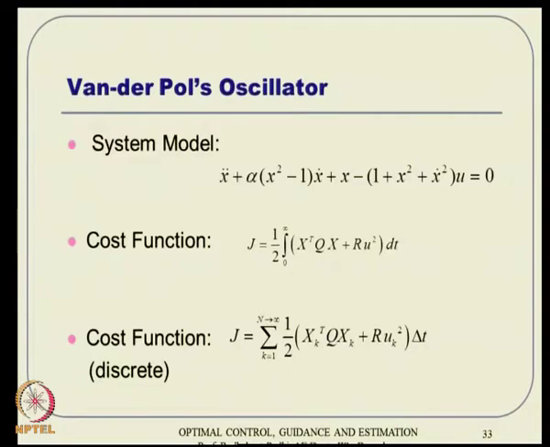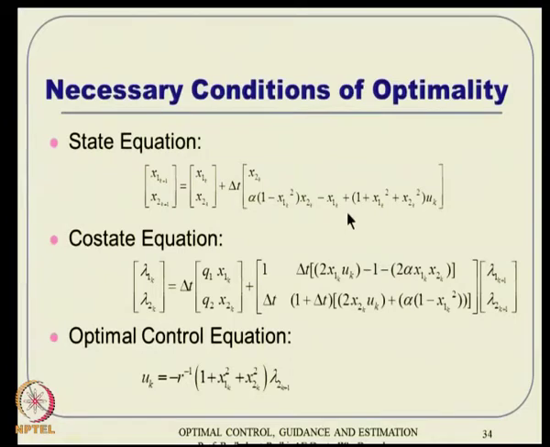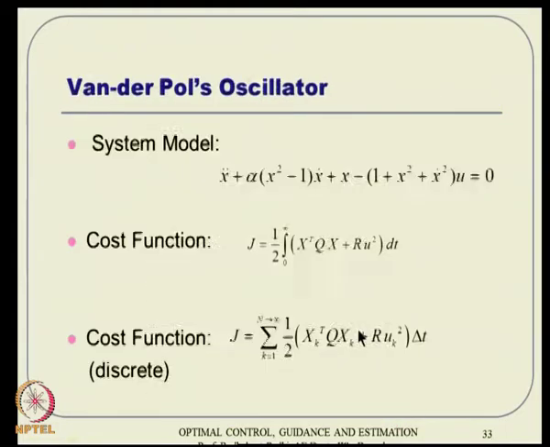Coming to the second problem, this is a Van der Pol oscillator. Again, we will talk about a quadratic cost function and things like that. The cost function is discretized. The state equation, remember, is a two-state problem now, so this is also discretized and written in the form of Euler integration. The co-state equation can be derived from the standard co-state equation that we discussed. Optimal control is like this. So, using this, we will formulate this problem.